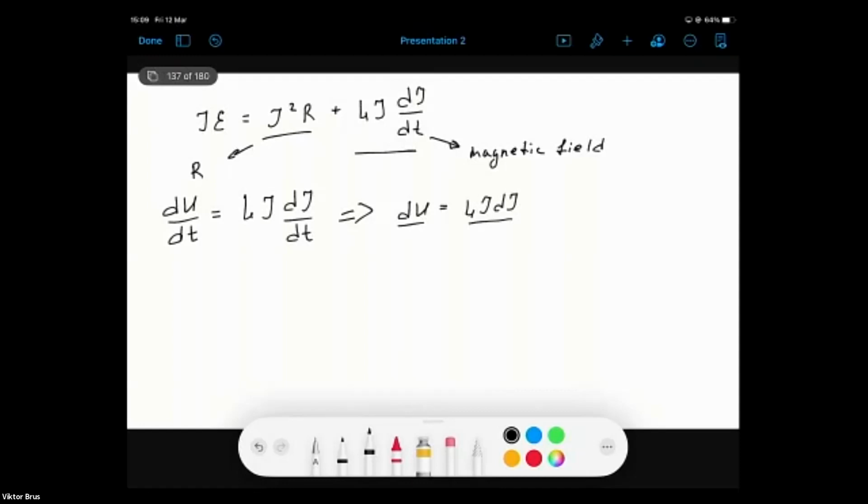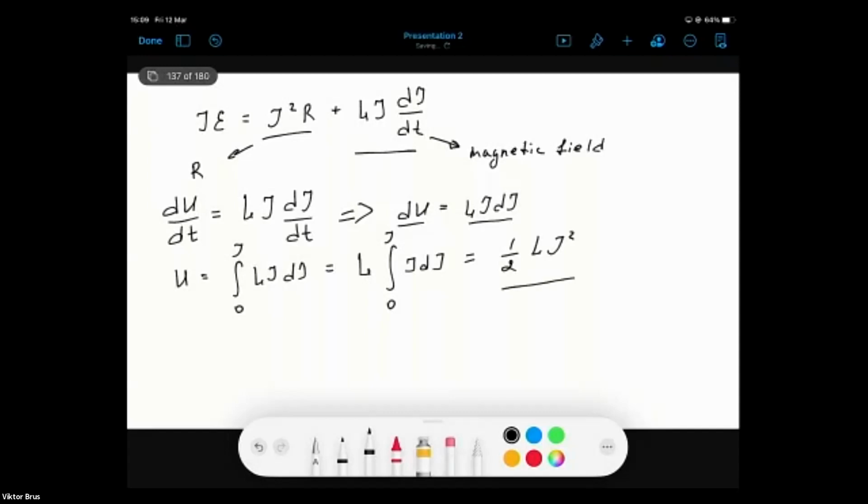So it will be U is equal to the integral from 0 to I of L times I di. L, inductance, is a constant parameter, so we can factor it out from the integral sign. And here is I times di. So eventually we get 1/2 times L times I squared. This is the expression of the energy of magnetic field stored in the inductor when this current I is flowing through the electric circuit and inductor.